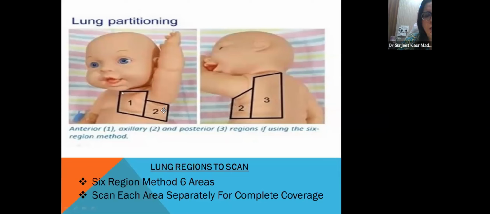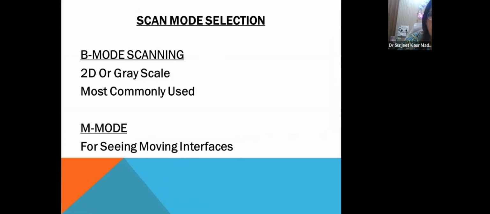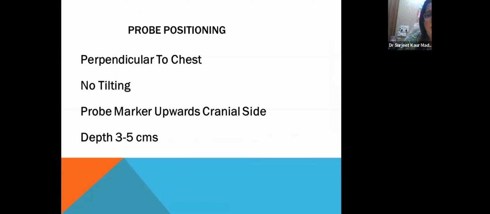Routinely we do this, but when you think there is severe pathology in your babies, you can do the comprehensive 12 region technique also. Usually lung ultrasound is done in 2D or grayscale, commonly done like this. And M-mode is also done to see a few of the moving interfaces. We'll go through that in our next slides. So how do we actually keep the position? I'll show you in the next slide.